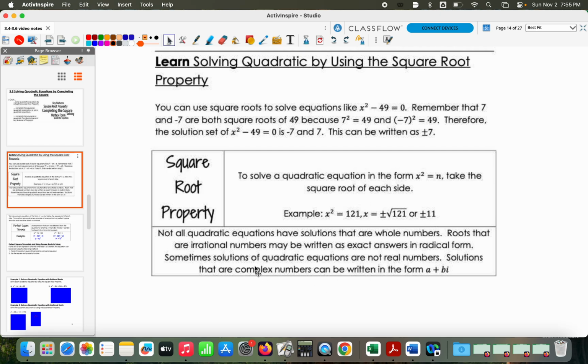We may also see some answers that are complex numbers. They'll have a real and an imaginary part, and we'll get into that. Or there might be answers that are irrational, that just can't be simplified, like this here, which is plus or minus square root of 11.